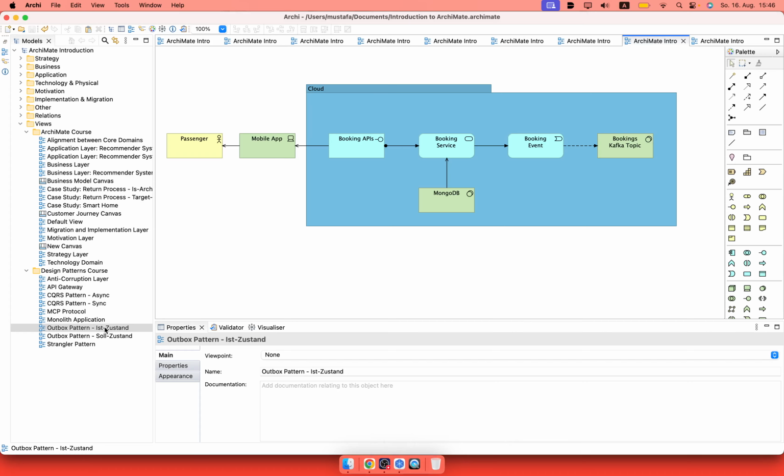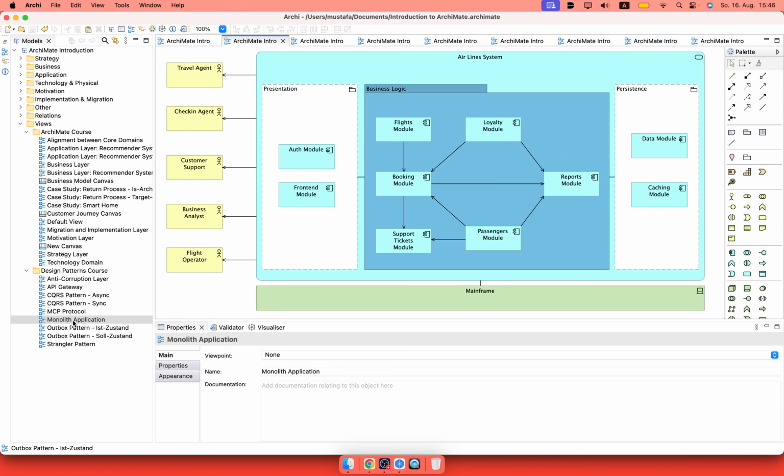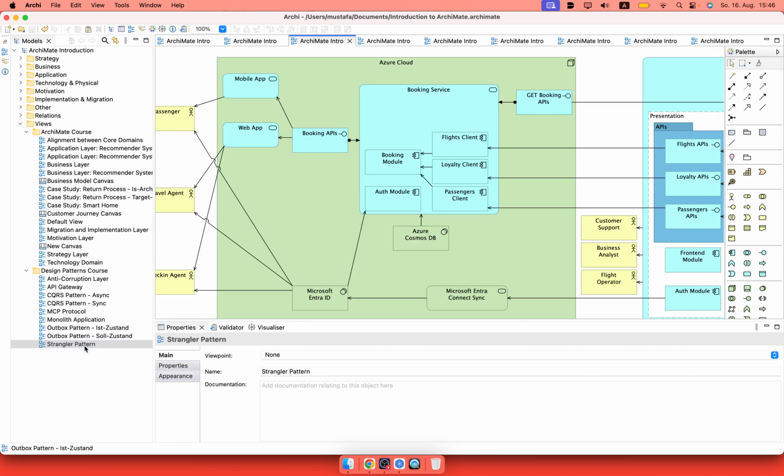So, to recap our use case of a flight system, we had this monolith application on a mainframe in a data center, and we had refactored it using the strangler pattern so that we had a component on the cloud and a component on premise.